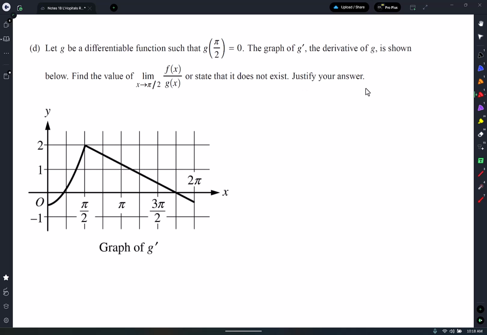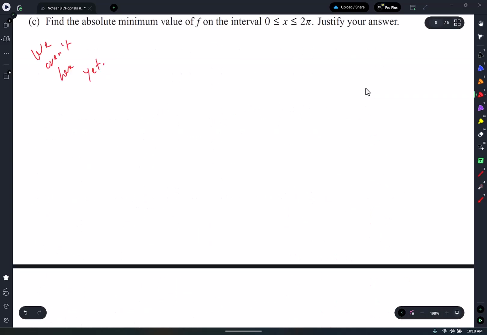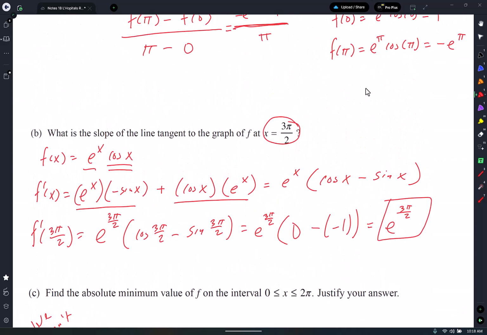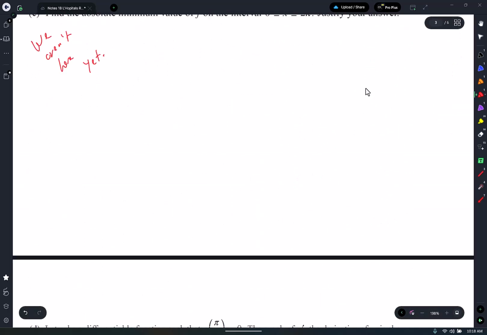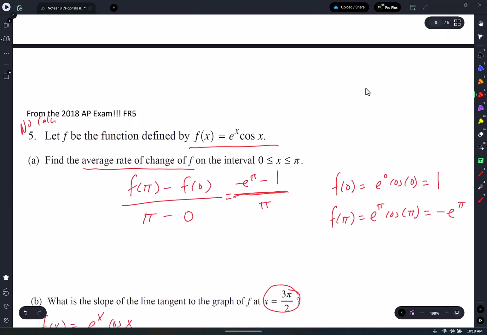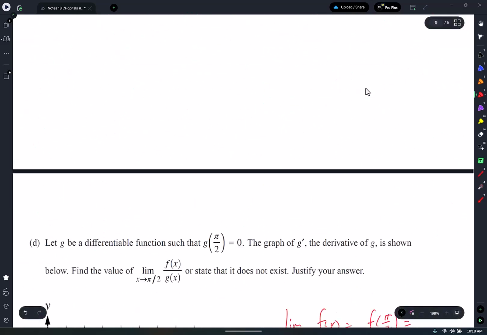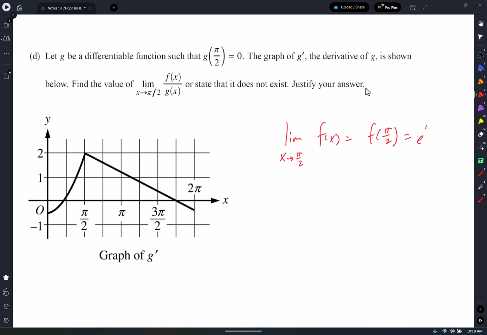I'm going to write limit as x approaches π over 2 of f of x equals f of π over 2. Do you already have that? I don't. Let's figure out what that is. Where's my f? Over here. e to the π over 2 cosine π over 2. All this is part of the same question. So that looks like 0.